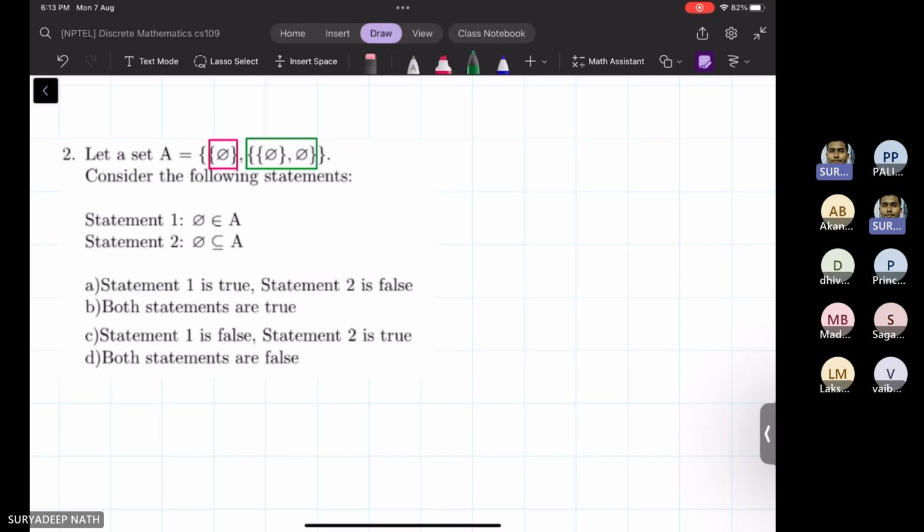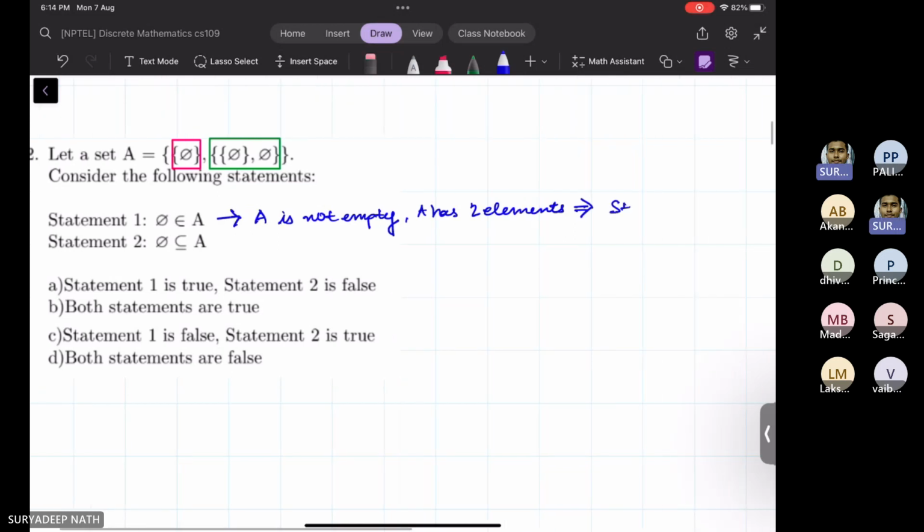We have to answer the following. You are given two statements. One, that phi, that is the null set, belongs to A. A is not empty. A has two elements, which implies that statement 1 is false.